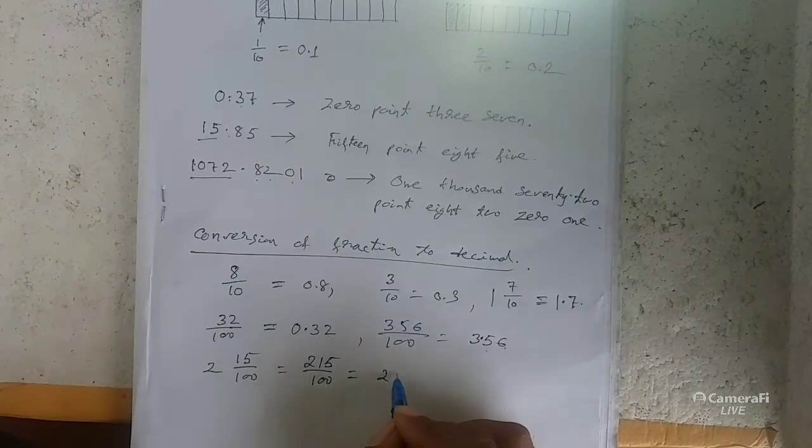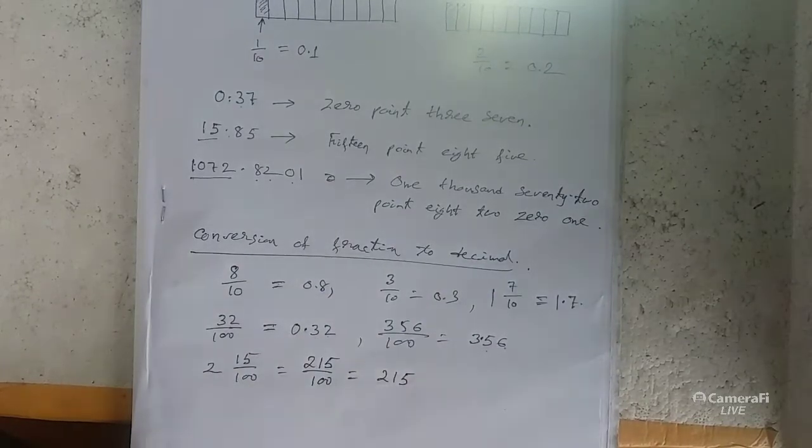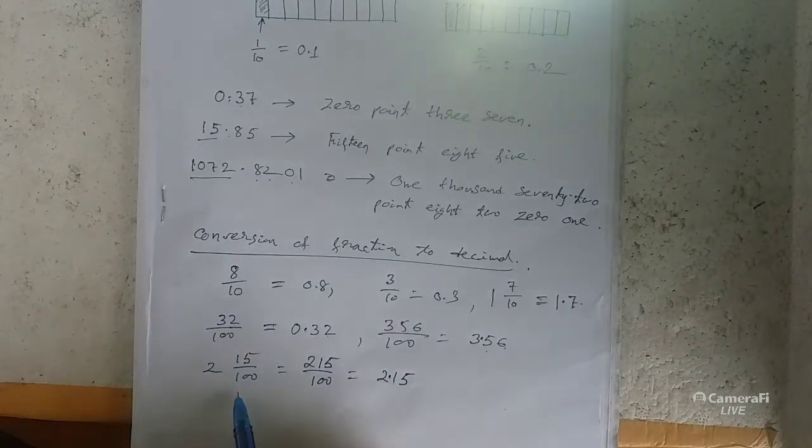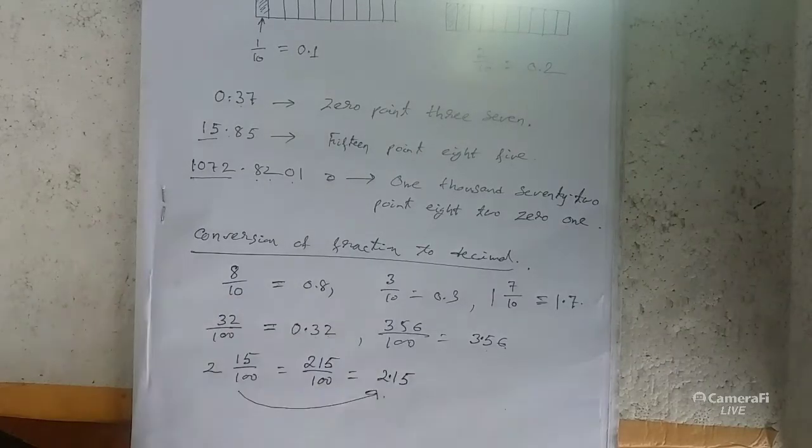Now, write down the numerator number and put the decimal from the right side after 2 digits, 1, 2. Put the decimal here. So, 2.15 becomes the decimal number. Or directly you can write it like this: 2 is a whole number, so write the 2, and 15 by 100 we can write as 0.15. So, 2.15 becomes the number.